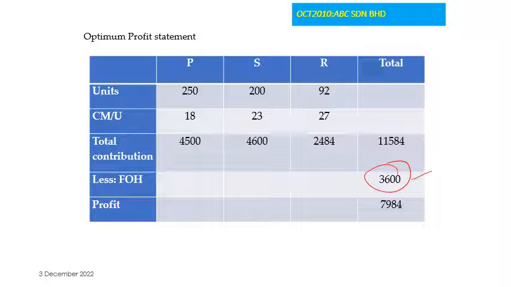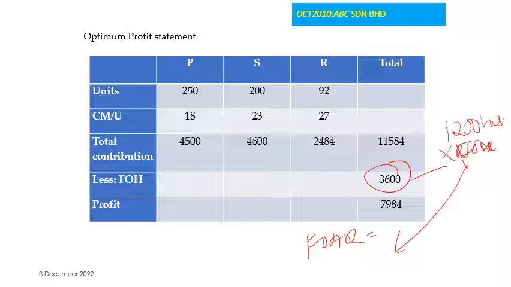How do we get this figure? They give you total fixed overhead. Remember, look at the question. Fixed overhead absorbed based on labor hours. So total labor hours per week 1,200 hours. And then how do you absorb? You multiply by FOAR. Okay, so how much is your FOAR in this case? Look at the question. Labor hour for product P, 1 labor hour, 3 ringgit. That means your overhead FOAR is 3 ringgit. Okay, so you multiply by 3 ringgit, you will get 3,600 ringgit.